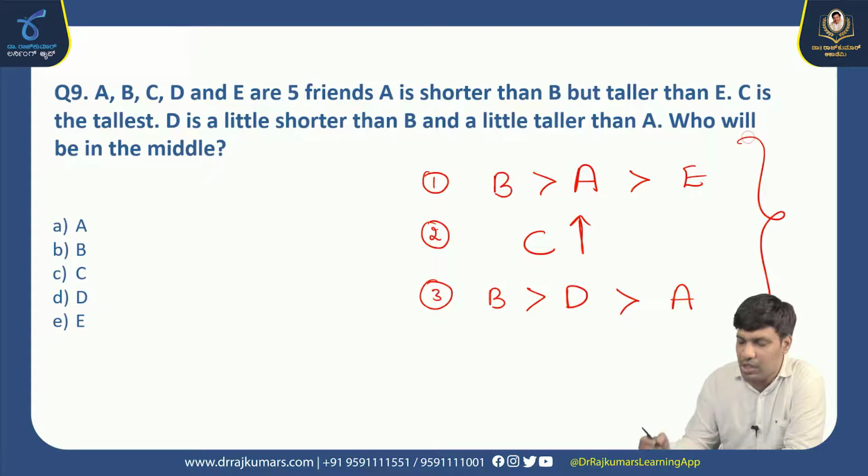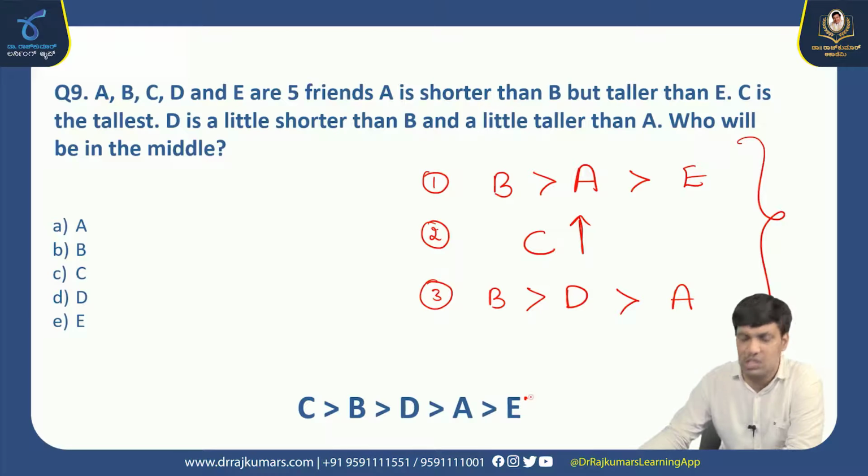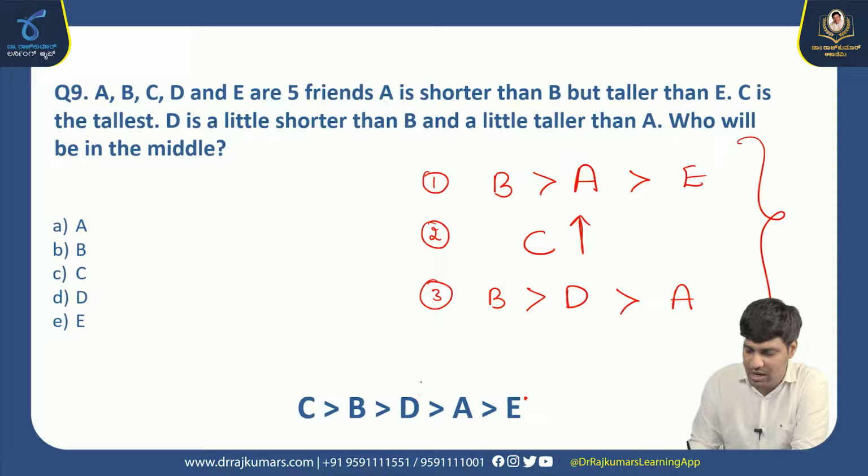Out of these conditions, we need to frame a sequence now. B, A and E are in a sequential position. C is the tallest, and D, when compared to B, is shorter, and when compared to A, is taller. On having these conditions, we have the sequence as C, B, D, A, E. They are asking who will be in the middle position. In the middle position, we have D. So the right option is option D. Moving on to our next problem.